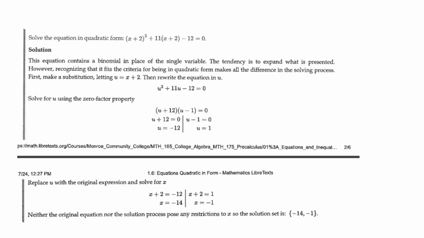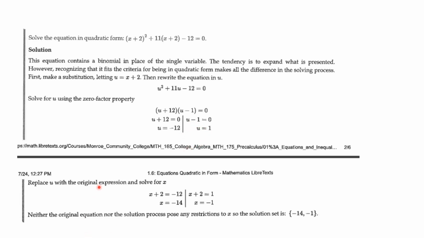Let's consider (x plus 2) whole squared plus 11 times (x plus 2) minus 12 equal to 0. Well, let's let u equal x plus 2. This turns it into u squared plus 11u minus 12 equals 0. This factors into u plus 12 times u minus 1 equals 0. And so u plus 12 is equal to 0, so u is minus 12, or u minus 1 is equal to 0, which says u is equal to 1.